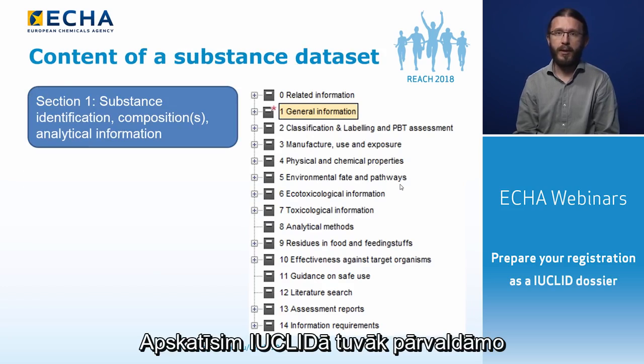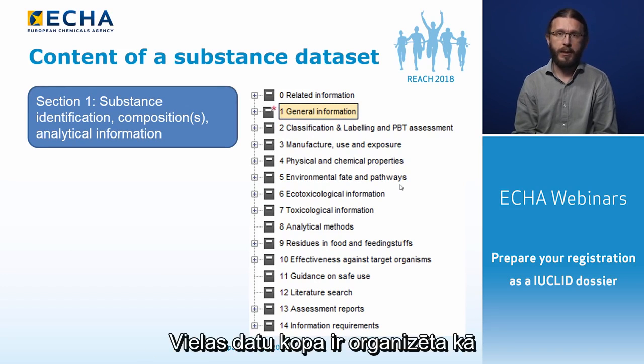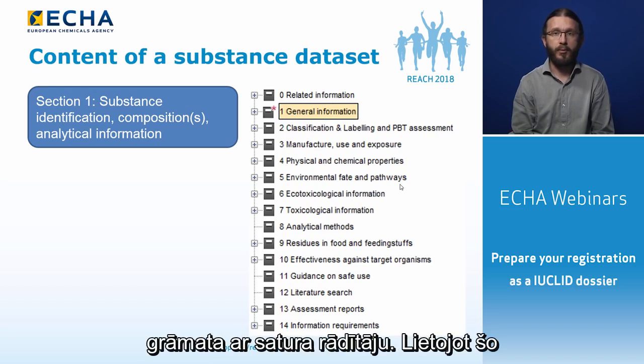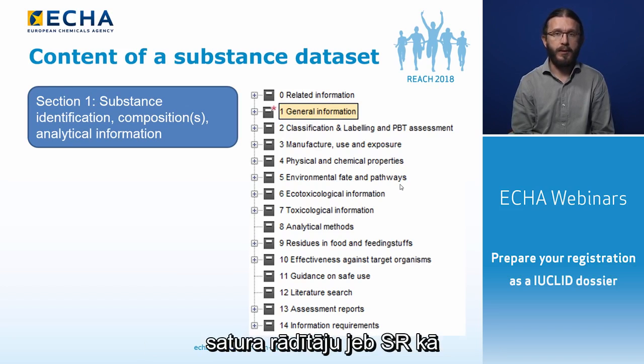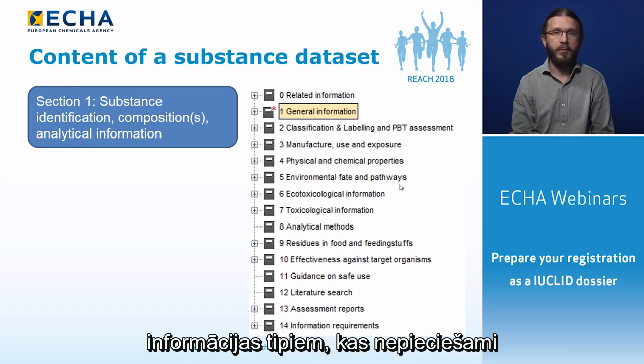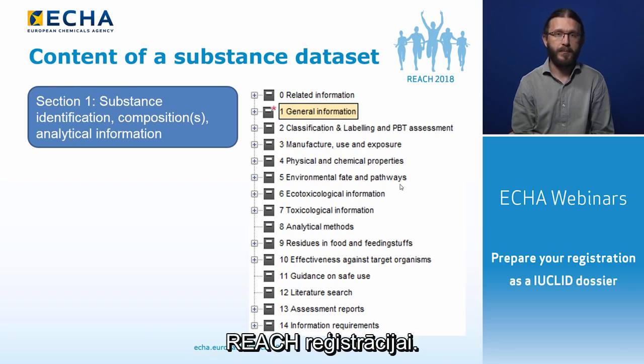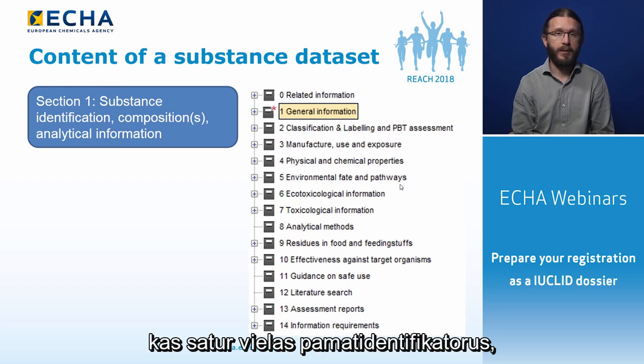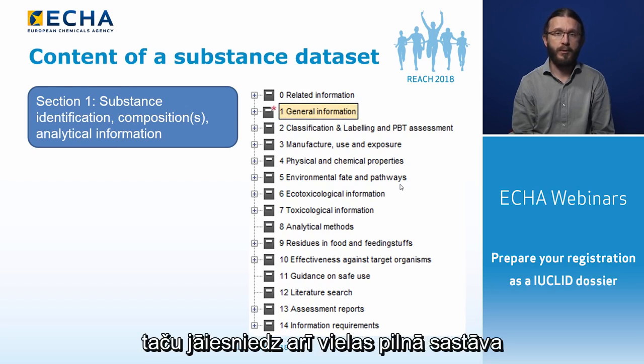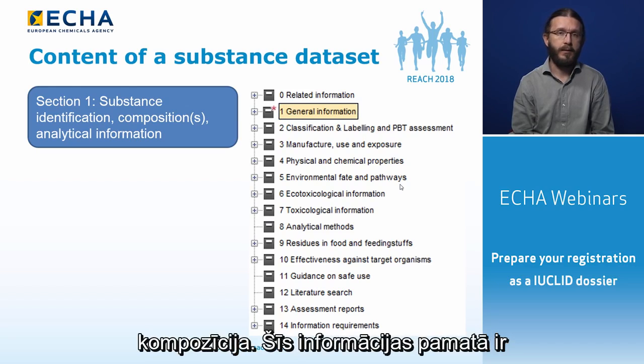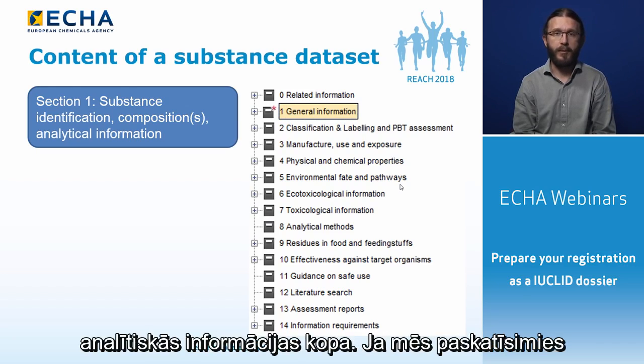Let's now have a closer look at the type of data managed in IUCLID. A substance dataset is organized like a book with a table of contents. Using this table of content, or TOC, as indicated in the user interface, you will be able to browse through the different types of information required for a registration. The first section of the IUCLID table of content is for the substance identification. A substance has to be identified with a reference substance containing the substance key identifiers, but full composition should also be provided. This information is supported by a set of analytical information.